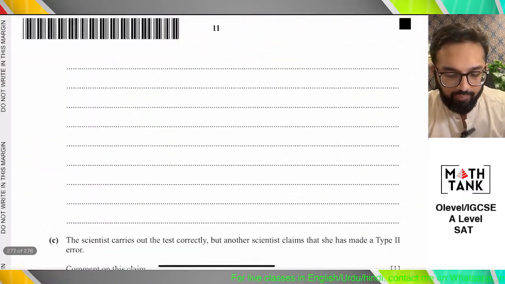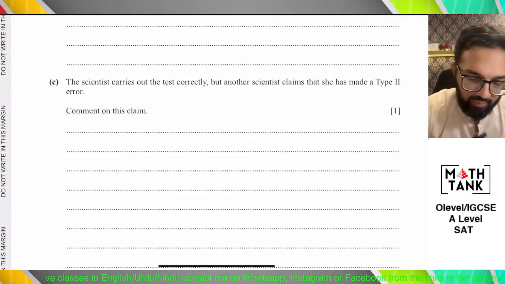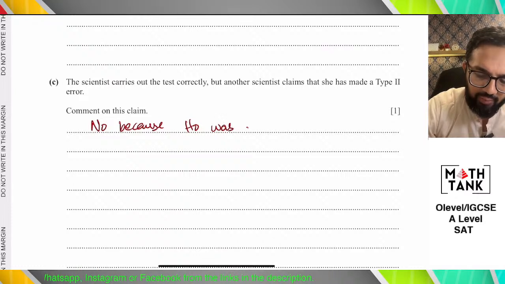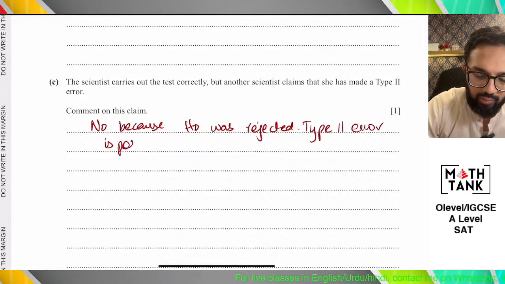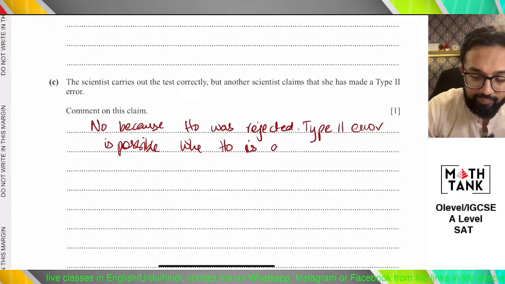Okay, the scientist carries out the test correctly, but another scientist claims that he has made a type 2 error. No, because H naught was rejected. A type 2 error is only possible when H naught is accepted.